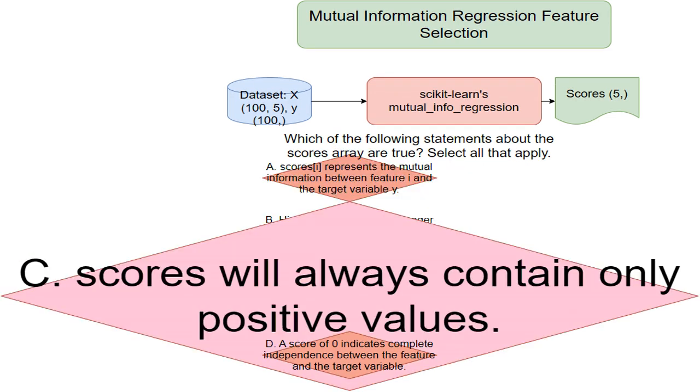I actually need to be careful here. While the underlying concept of mutual information is always positive or 0, my scores might sometimes be really close to 0 due to how the calculations are done on a computer. It is practically 0 but not exactly 0. It won't be negative though.